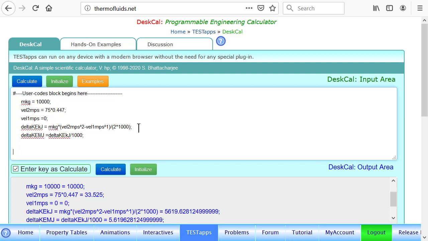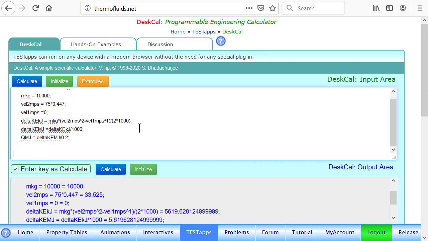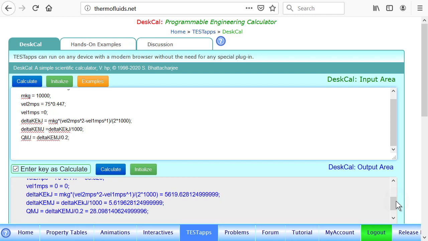So how much heat do we need? Q released, or Q in million joule, will be delta KE in million joule divided by 0.2, because only 20% of the heat is used to produce this kinetic energy change. So at the bottom of the screen you can see it's about 28 million joule.